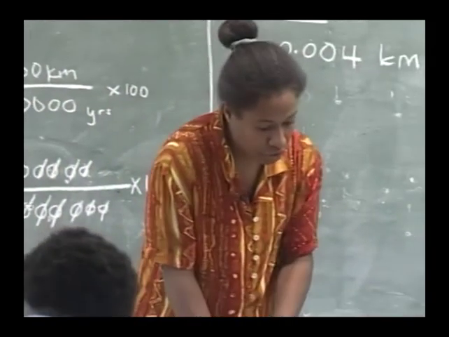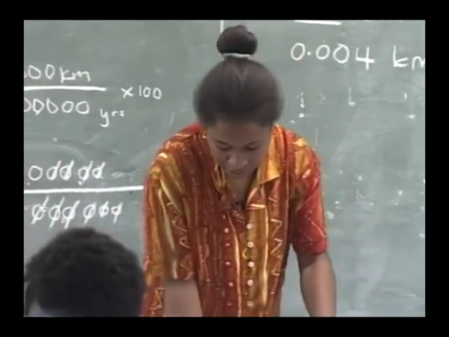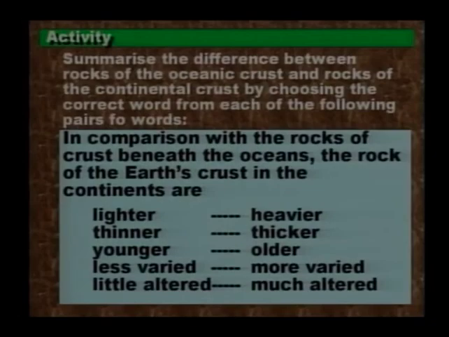I'd like to also do correction to the rest of the other activities. The second activity, now moving away from Australia, you have a table which summarizes the difference between the rocks of the ocean crust and the rocks of the continental crust. And all you had to do was to choose the correct word from each of the following pairs. The question reads, in comparison with the rocks of the crust beneath the oceans, the rock of the Earth's crust in the continents are lighter or heavier?